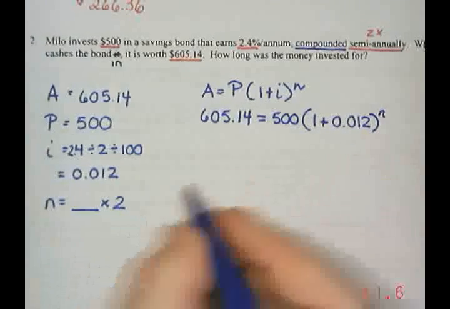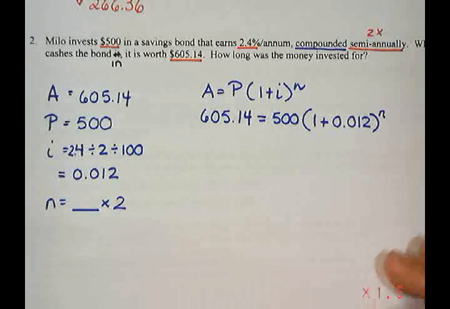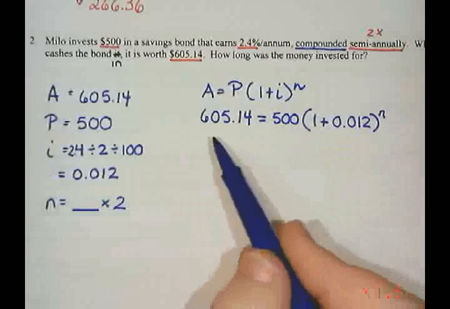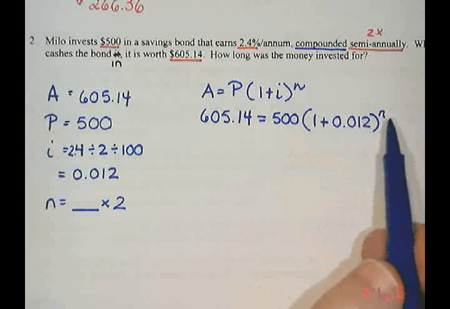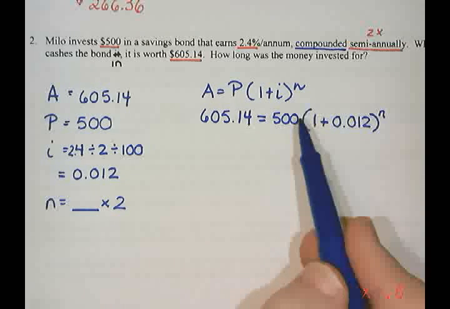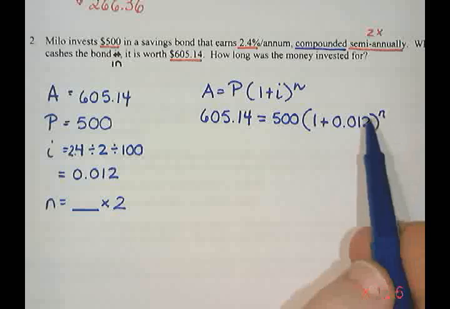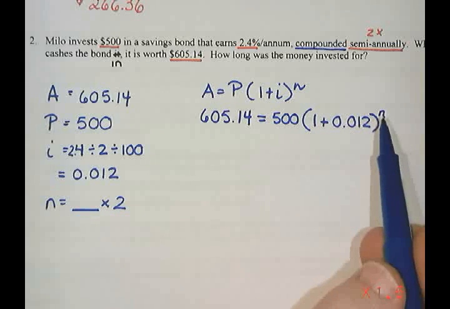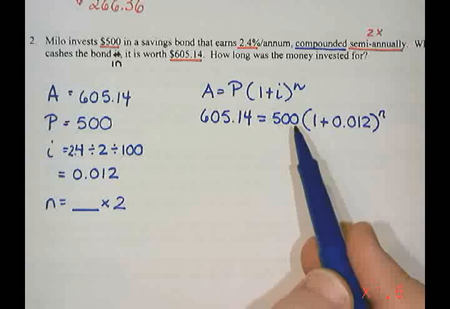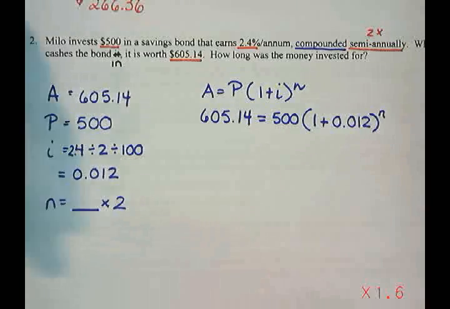I'm going to leave off the 2. You could put 2n in there if you like. It might actually make it easier for you in the end. So from here, I want to solve for n this time. So I cannot multiply these together because order of operations says you have to do your exponents first. So I can't touch this until I've dealt with the exponent. So I am going to start by taking that $500 to the other side and dividing.